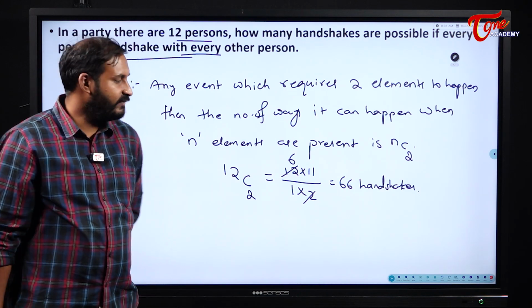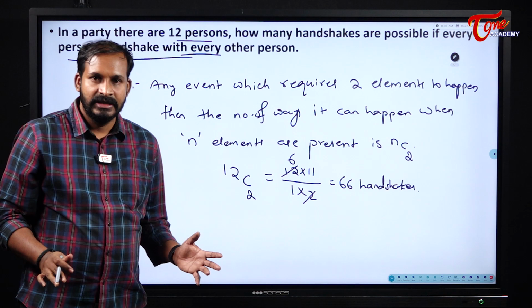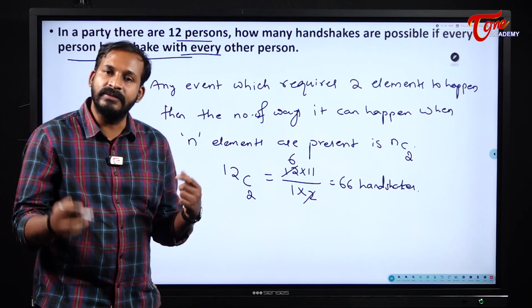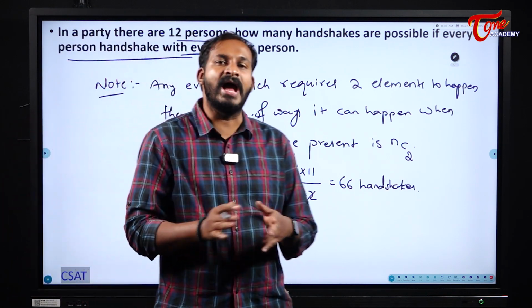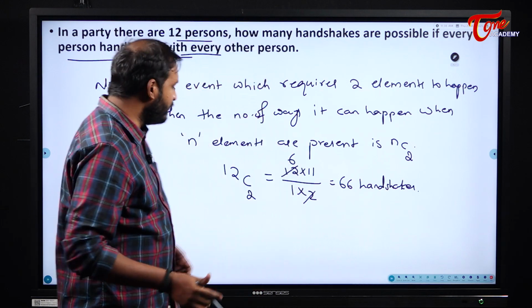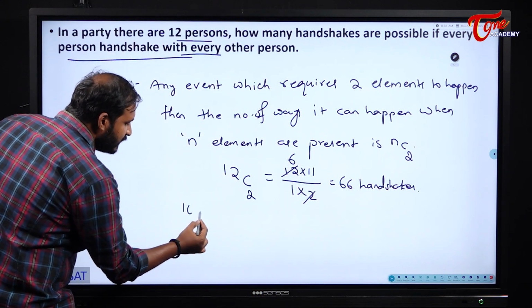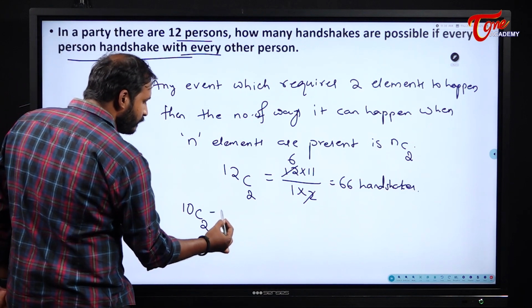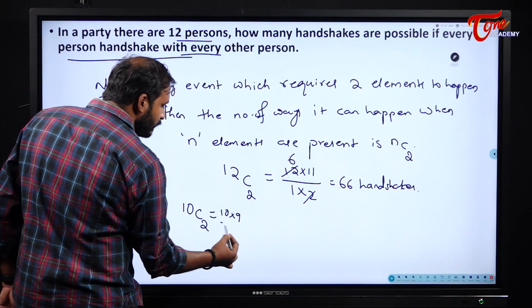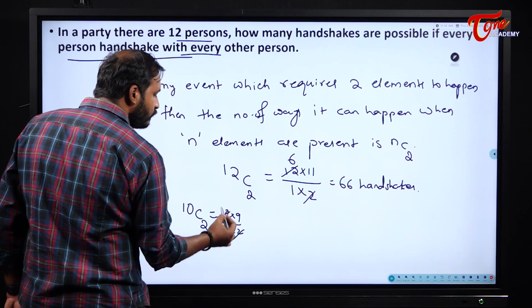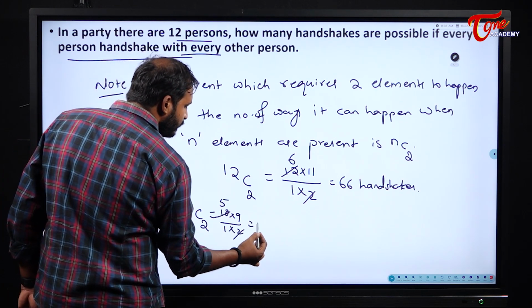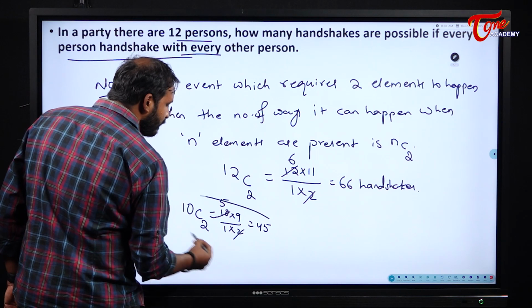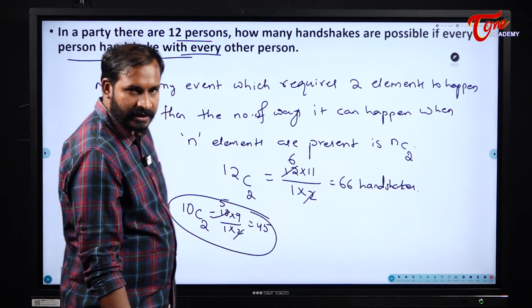Understood? Similarly, for example, there is a tournament. There are 10 teams. Every team should play with every other team. Then how many matches will be conducted there? 10 teams are there. For one match, 2 teams are required. So 10C2, 10 into 9 by 1 into 2. So 2 1s are 2, 2 5s are 10, so 5 into 9. How many matches should be conducted there? 45 matches should be conducted in the tournament.